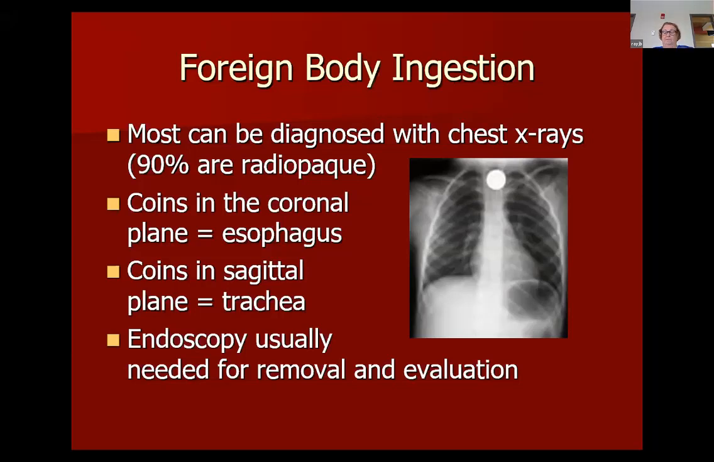Foreign body, usually you're going to hopefully be able to see these on chest x-ray. It says 90% are radio opaque. I'm not sure that 90% is really true anymore, because it seems like we're getting more and more of these ultra hard plastic things. So remember, if a coin is in the coronal plane, that means it's in the esophagus. If it's in the sagittal plane, that means it's in the trachea. And I will tell you, half the time you can't tell whether it's coronal or sagittal. So many times, endoscopy is actually required to get those out.